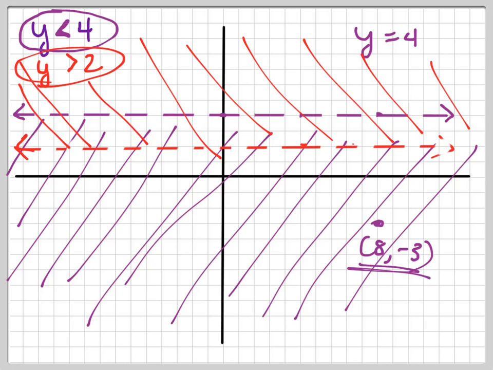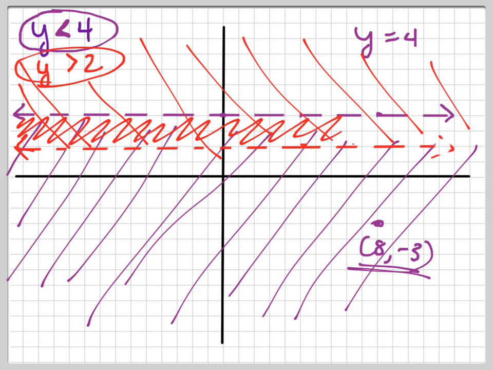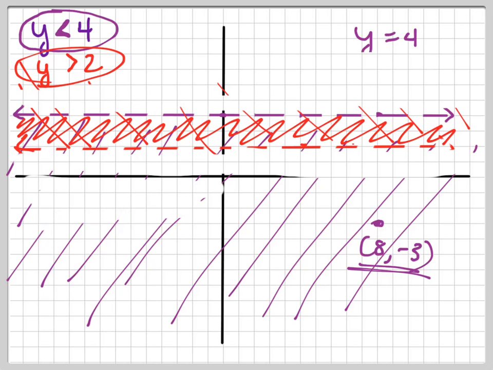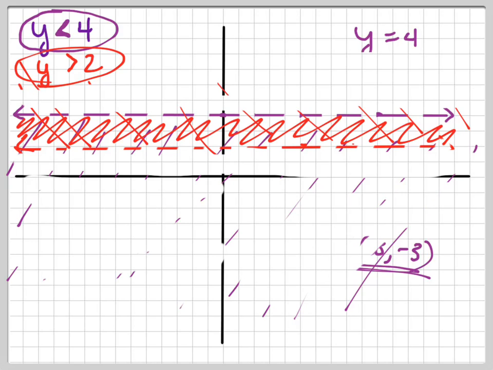So now we look at where the shades overlap, and all the shading overlaps right here in the middle. A lot of times you can just erase the rest of it, or just make it clear what's being shaded and what's not. Since I've got this nice little app, I'll go ahead and erase everything else. Problem is I'm also going to maybe erase the lines as well. But there's my solution set, everything in between those two horizontal lines.